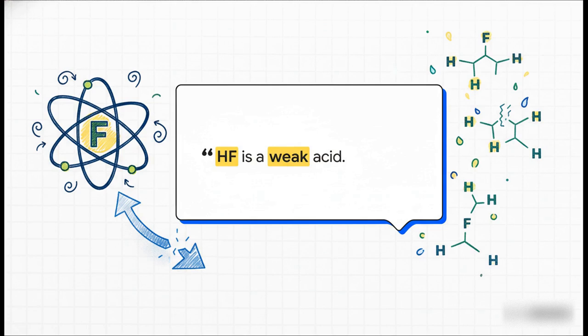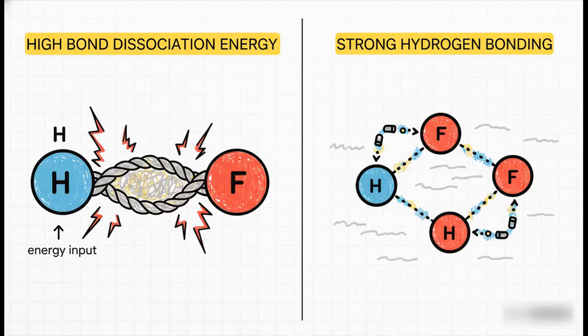All right, pop quiz. This is one of those classic gotcha questions that shows up on exams, so listen up. We just said fluorine is the king of electronegativity, right? So that must mean that hydrogen fluoride, HF, is a crazy strong acid. It just has to be, right? Well, nope. It's actually a weak acid. And this trips up so many people. So what is going on here?